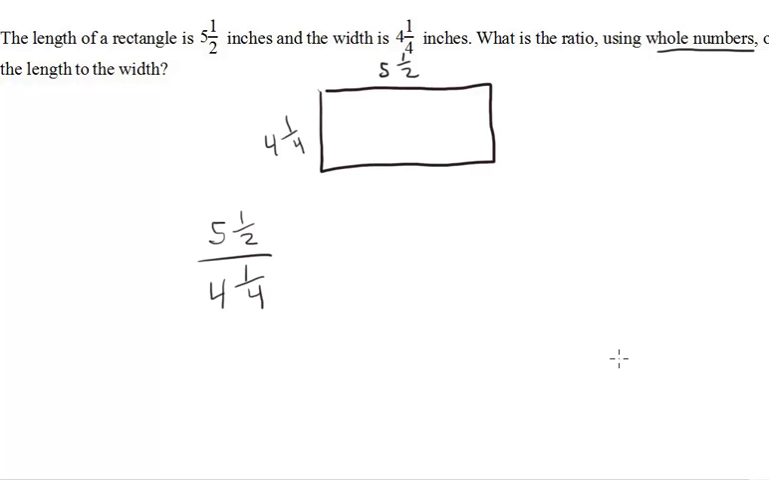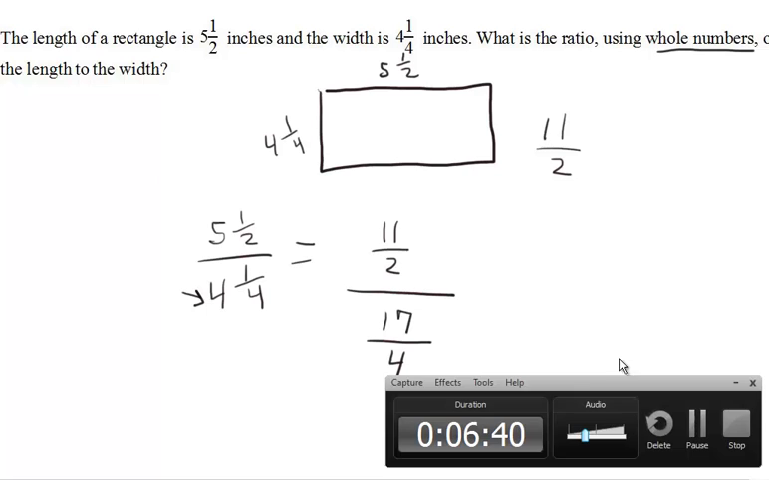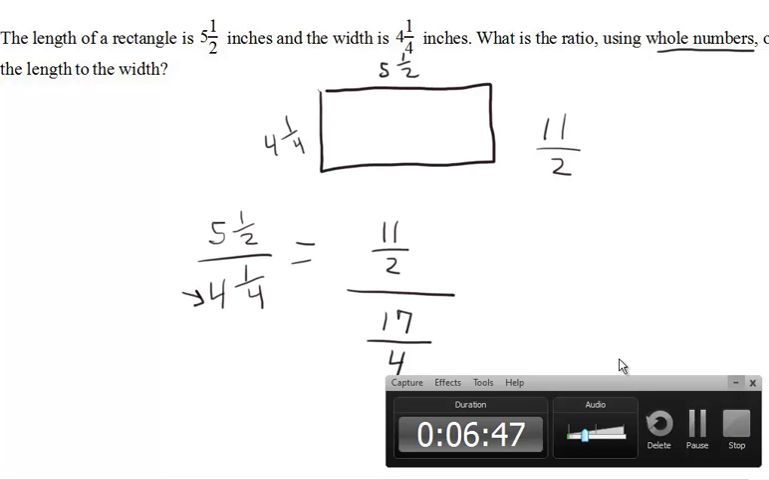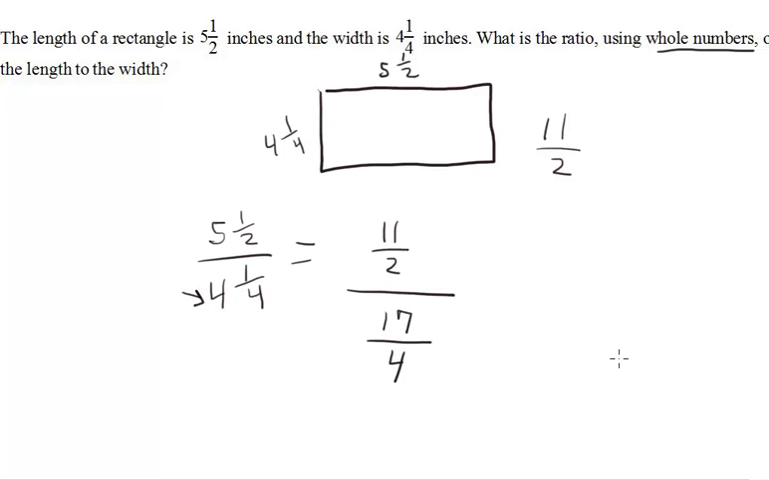So we need to make sure we have the same denominator. So I'm going to make these halves. So if I had 5 1/2, that's the same as 5 times 2, that's the same as 11 over 2. So that's 11 over 2 over, and this is 4 times 4, 16, 17 over 4. Right? But we want these to have the same denominator. So if I want 11 halves to have the same denominator, I have to multiply that by 2. So it'll give me 22 over 4 over 17 over 4.